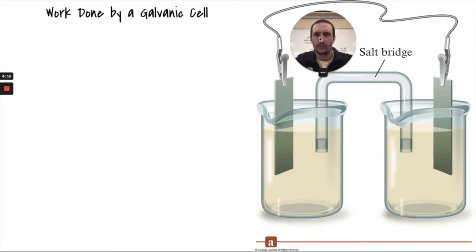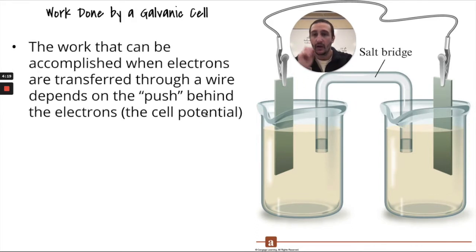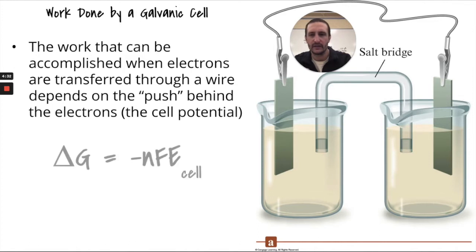So the work done by a galvanic cell: we already mentioned this, but work can be accomplished when electrons are transferred through a wire, and it depends on that push-pull idea behind the electrons. That's the cell potential. This equation is on your AP reference sheet, and this equates Gibbs free energy to that cell potential. And remember, a spontaneous process always has a negative sign for Gibbs free energy. So if you have a positive cell potential, then you're going to have a negative Gibbs free energy.